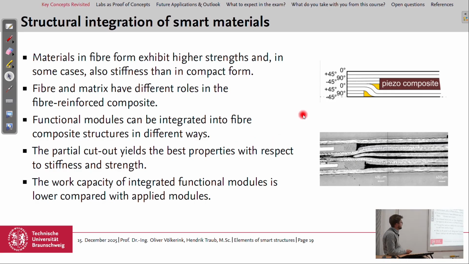And the partial cutout, like seen here, where we cut some fibers but not all to integrate the composites in the structure, yields the best properties with respect to stiffness and strength. And we also saw that the work capacity of integrated modules is lower compared to applied modules.